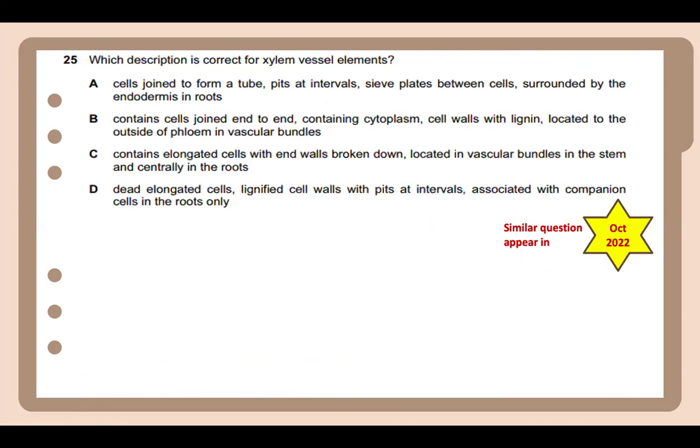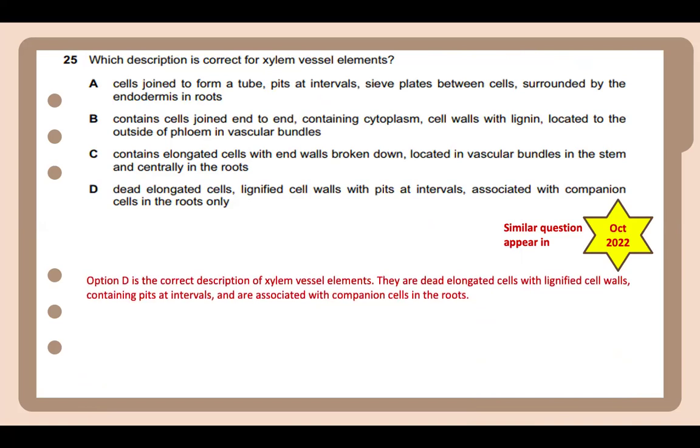Which description is correct for xylem vessel elements? This is also a similar question that appeared in October 2022. Option D is the correct description of xylem vessel elements: elongated cells with a lignified cell wall with pits at intervals, associated with companion cells in the roots only. They are dead elongated cells with a cell wall which contains pits at intervals and are associated with companion cells in the roots.